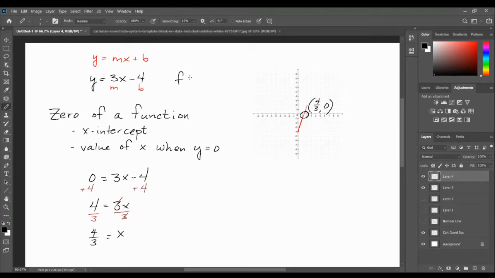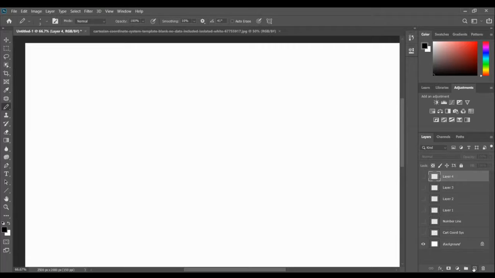They had, I'll keep this same problem, f of x equals 3x minus 4. And what we're saying here is we have a function whose independent variable is x. And so we could also say the value of x when f of x equals 0. That's some notation that might be new to some. So you just replace f of x with 0 and solve it the same way, it should work. All right. So let's jump to some inequalities.